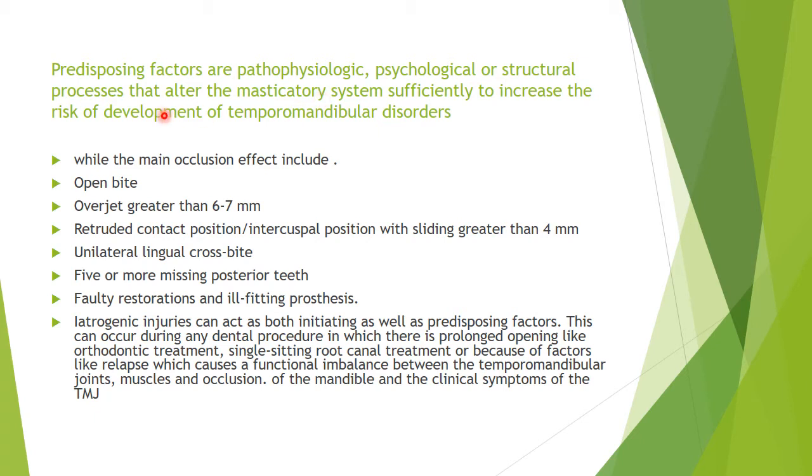Let us go back to the occlusion. What are the occlusions which are going to be affected? Open bite, overjet more than 6 to 7 mm, including the contact position and intercuspal position, unilateral lingual crossbite. Missing teeth, and here we have to concentrate on the posterior teeth. There will be no equal distribution of the force of mastication, and as a result, this force is transmitted through the neuromuscular system, the muscles of mastication, and reflects its effect on the temporomandibular joint.